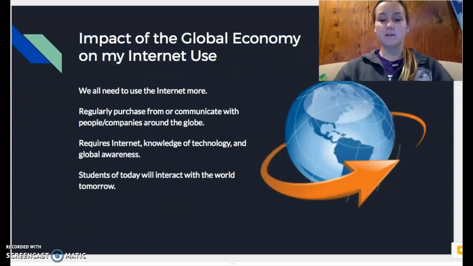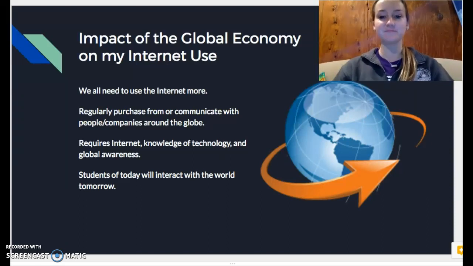So the impact of the global economy on my internet use. I think that the global economy has created a need for us all to use the internet more. We are regularly either shopping from or communicating with people and companies who are across the globe. The way I think of this is usually like ordering something off the internet from a different country. It requires the internet, obviously, and a knowledge of how to use that technology, how to get on Amazon or different marketplaces and find what you need. And then also global awareness, to know that if I order something from China, it won't be here tomorrow. It will be here maybe in 2 weeks or 3 weeks. It's that kind of awareness to know where things are coming from.